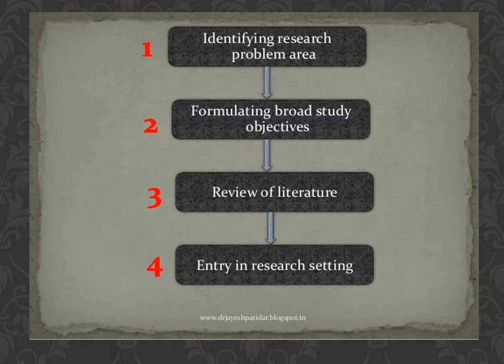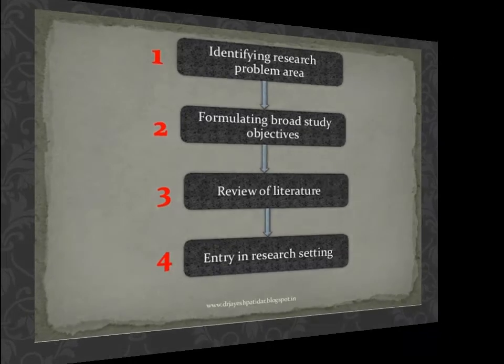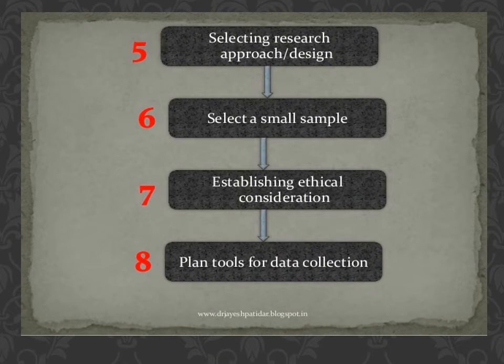First, what we have to do is identify the research problem area, where exactly the problem area is. Second step, we should formulate a broad study objective. Third, a relevant review of literature we should collect. Then the fourth step, actual entry in the research setting. And fifth, select research approach or design. That is a vital part of the research methodology.